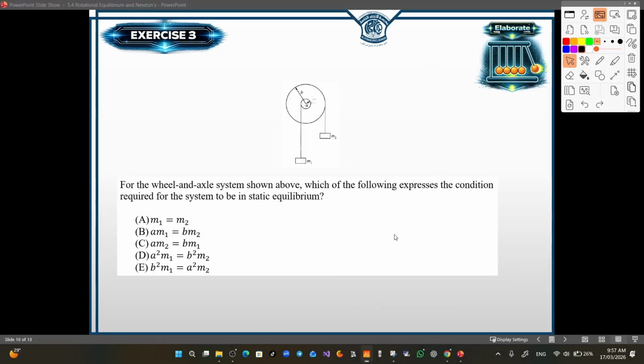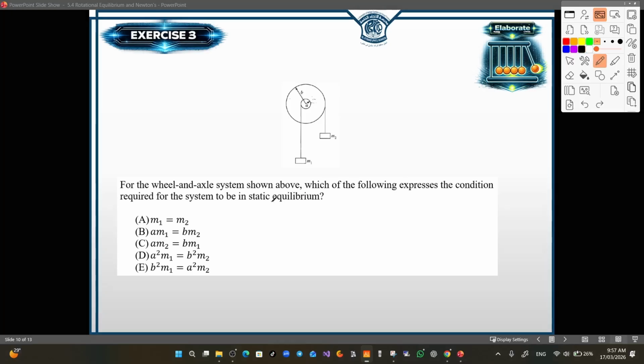Exercise 3. For the wheel and axle system shown above, which of the following expresses the condition required for the system to be in static equilibrium? And by static equilibrium, we mean rotational equilibrium. We know that in rotational equilibrium, the tau net is equal to 0. Now here we have two visible forces and two hidden forces. The hidden forces are the reaction of the axle and the force of gravity of the wheel. Since these forces are passing through the pivot, the tau of the reaction and the tau of the force of gravity will be equal to 0.